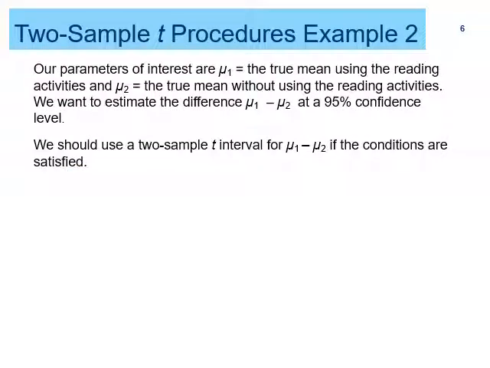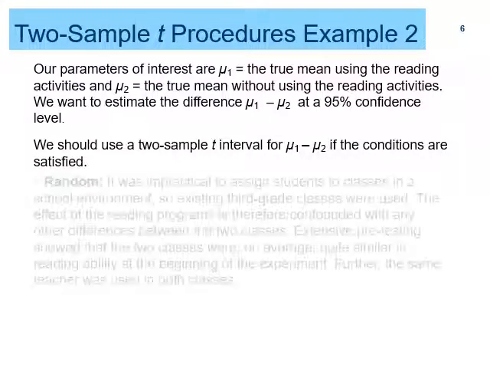So our parameters of interest are mu1, the true mean using the reading activities, and mu2, the true mean without using the reading activities. We want to estimate the difference mu1 minus mu2 at a 95% confidence level. And we should use a two sample t interval for mu1 minus mu2 if the conditions are satisfied.